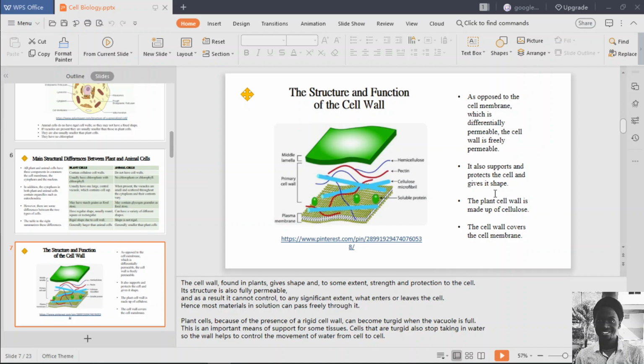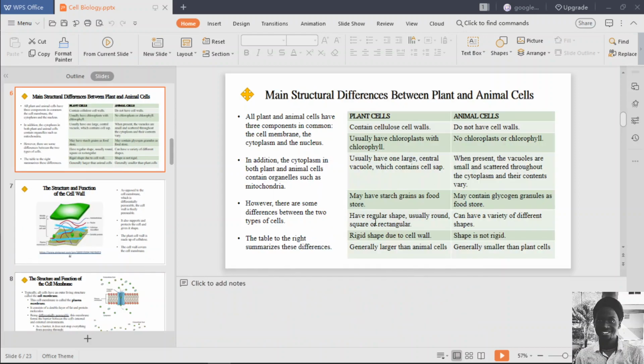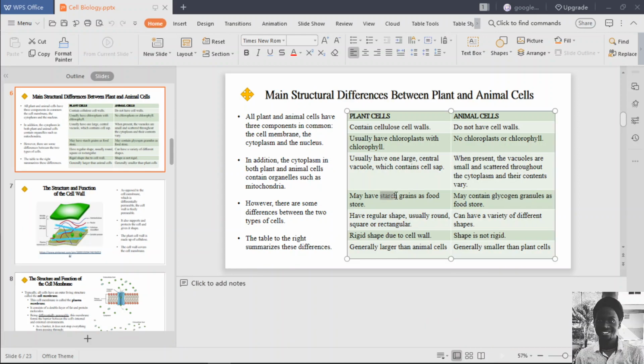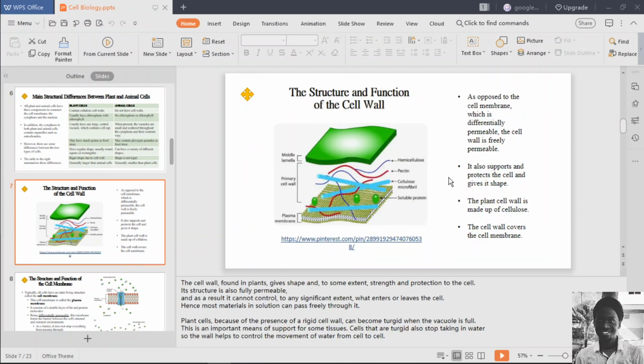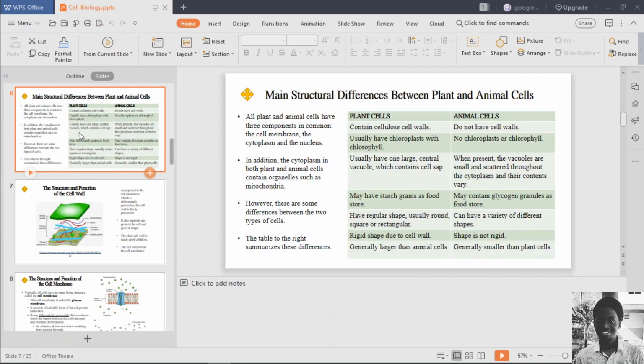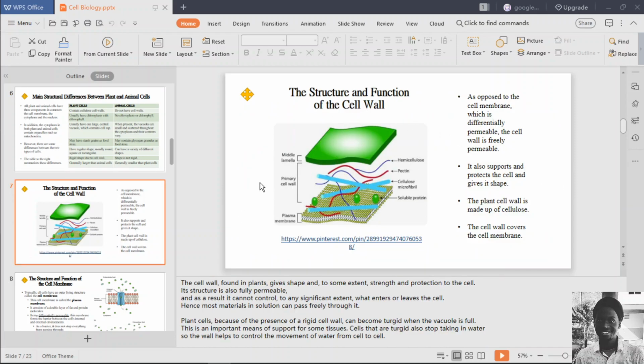Now the plant cell wall is made up of cellulose, and cellulose, just as starch and glycogen, is a polymer of glucose. However, starch and glycogen are functional polymers, so they serve a functional role as opposed to a structural role. Cellulose serves more a structural role, so cellulose is more for structure. That is what the cell wall of plants is largely made up of.